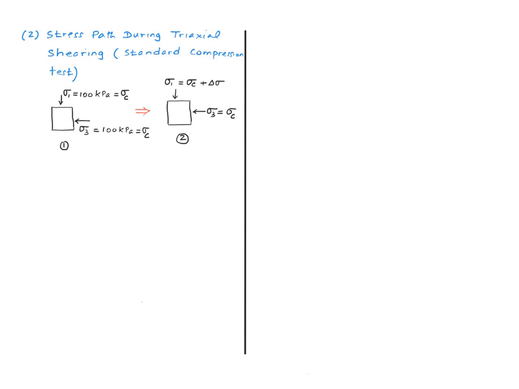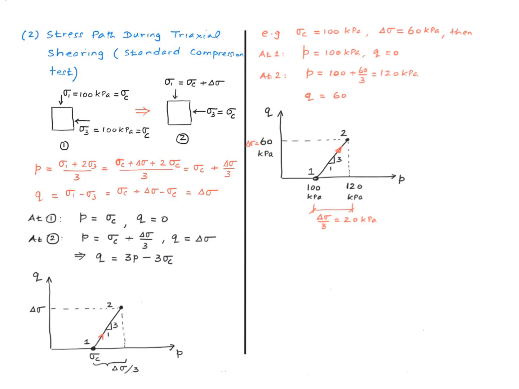Also in a standard test, we don't change this. So sigma 3 remains to be sigma z during shearing. Again, using the definitions of P and Q and the specific way in which we vary these stresses, I arrive at these equations for P and Q. At point 1, delta sigma is 0, so we get these expressions for P and Q. At 2, we just leave it as is.